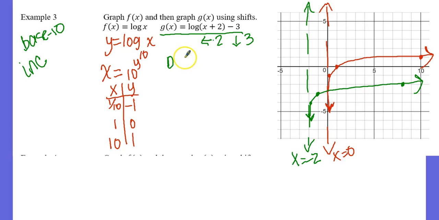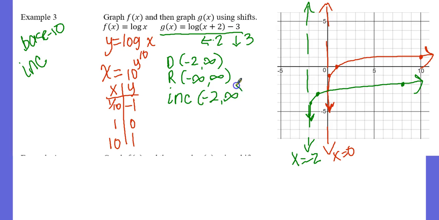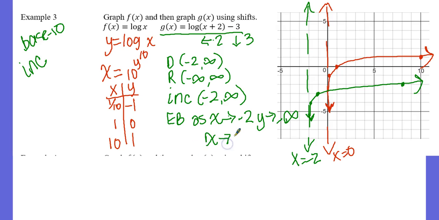2. With a domain of -2 to infinity, a range that is unrestricted, increasing from -2 to infinity, and your end behaviors: as x approaches -2, y approaches -infinity, and as x approaches infinity, y is increasing to infinity.